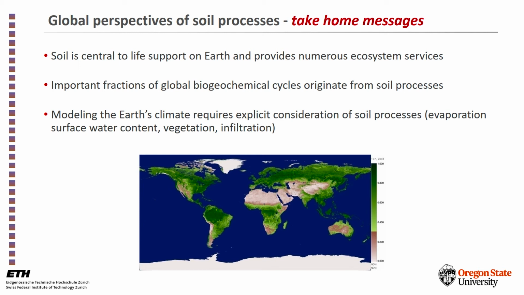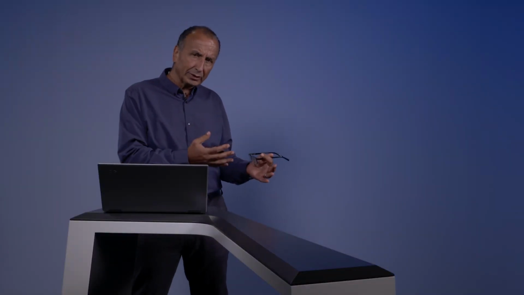So the take-home message is that soil is central to life support on Earth. It also controls an important fraction of biogeochemical cycles. And of course, it modulates the climate of the Earth. So when we try to model large-scale processes, be it a large hydrological model, an Earth system model, or a climate model, we have to consider processes that take place in the soil explicitly in these models.